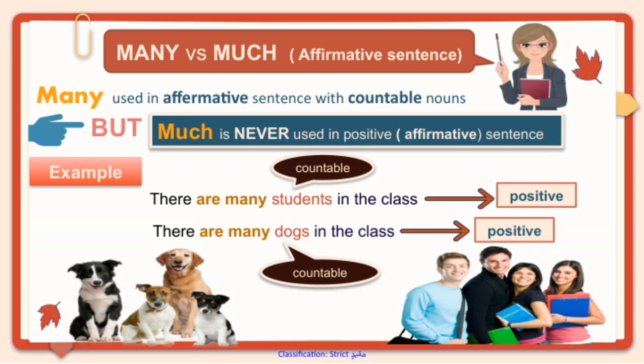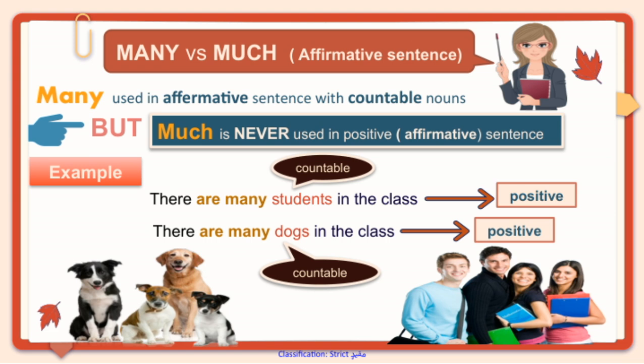Let's talk about the word positive today. When we use positive in a sentence, it often indicates something that is affirming or in a good direction. Now, here's an important point. Much is never used in a positive or affirmative sentence. For example, we wouldn't say, I much like this. Instead, we say, I like this, or I really like this. But when it comes to countable nouns, we do use many. For example, there are many dogs in the class, or there are many students in the class. So, many is used in positive, affirmative sentences with countable nouns.